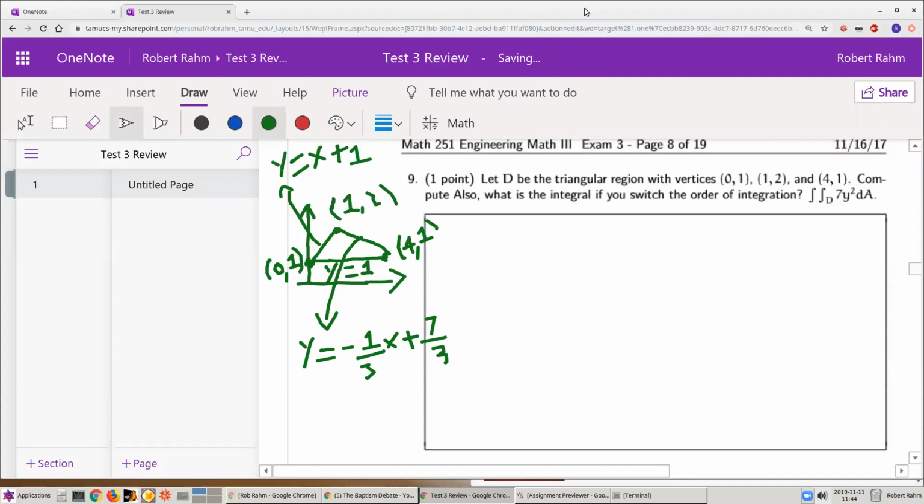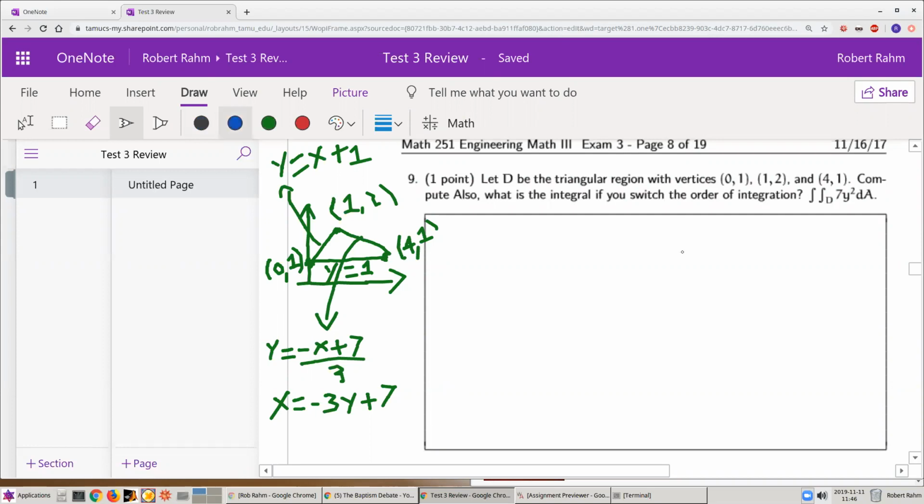Okay, and I'm just going to make this a little bit smaller. And anticipating this switch of the order of integration, we know we're going to need to have x in terms of y. So I'm going to solve this for x in terms of y, and when you do that, this gives x is equal to minus 3y plus 7. Okay, so let's do the integral in the y. If we do the y integral first, let's look at what happens.